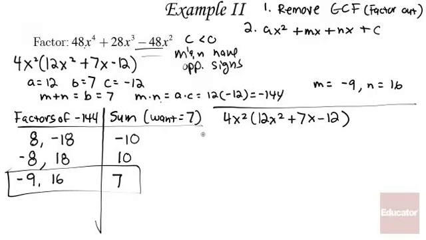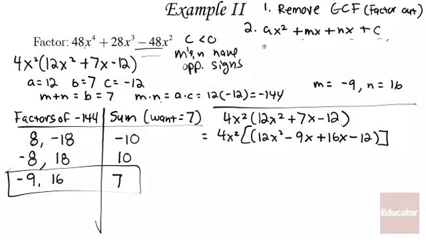Okay, I'm going to rewrite this in this form, which is going to give me 4x squared, there's my greatest common factor, times the same ax squared, which is 12x squared, and then I'm going to have a negative 9x plus 16x, and the same c term, which is negative 12. Okay, so I removed my GCF, I put it in this form with the polynomial with 4 terms, and now I'm going to factor by grouping.